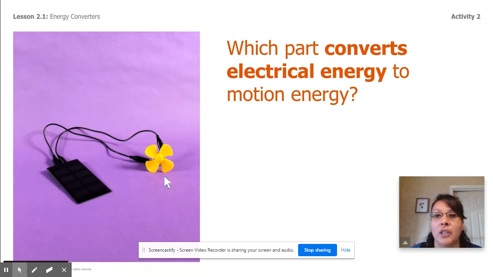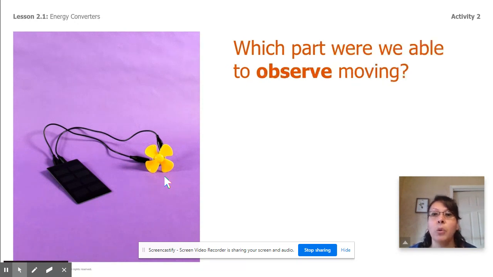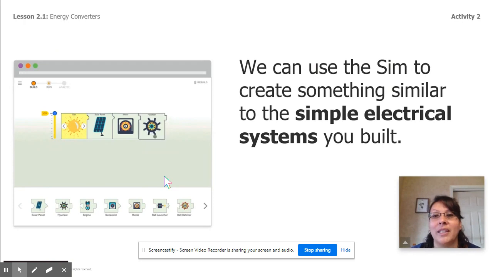Which part converts electrical energy to motion energy? Right, it's the motor. The motor converts electrical energy to motion energy. Which part were we able to observe or see moving? Yep, it was the fan. Nice job.